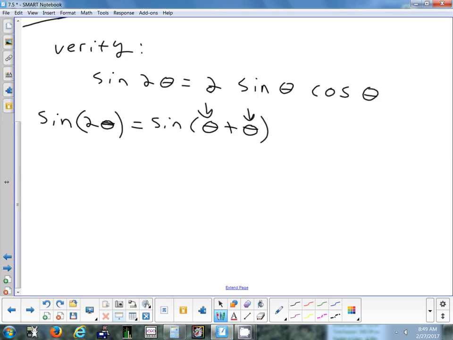Can somebody remind me what's the sine of a sum? Is it sine, cosine, cosine, sine? Yes? So sine, cosine, cosine, sine. What goes in the middle? Subtract. No, plus. Plus. We keep it the same. And every argument is going to be what? Theta. It would normally be first, second, but they're all the same.